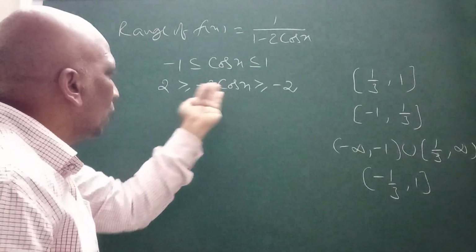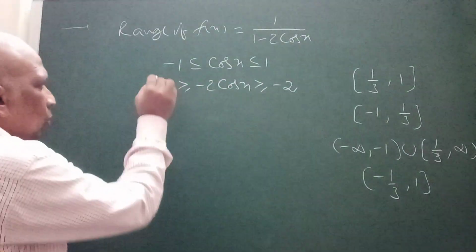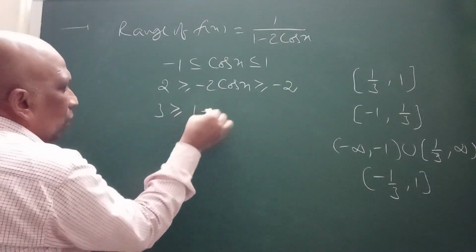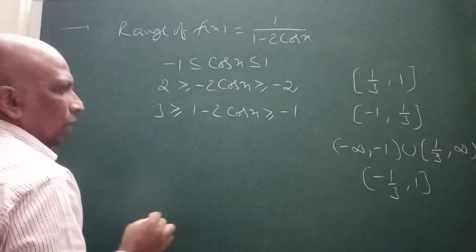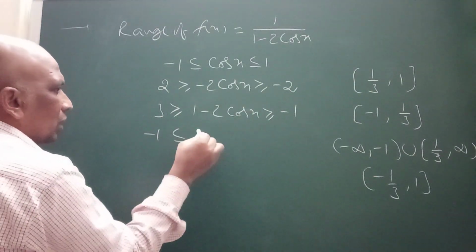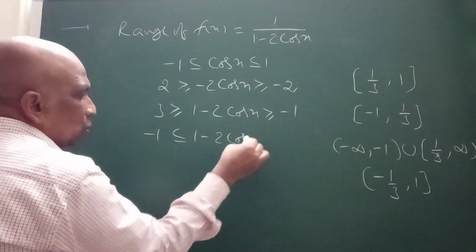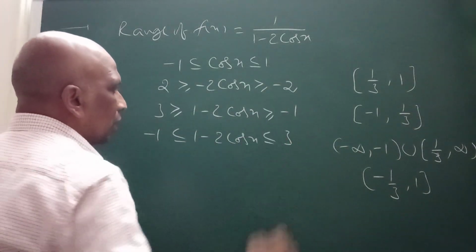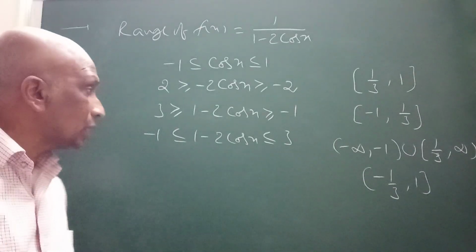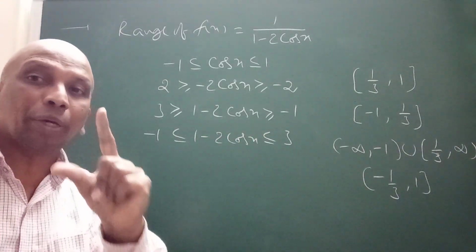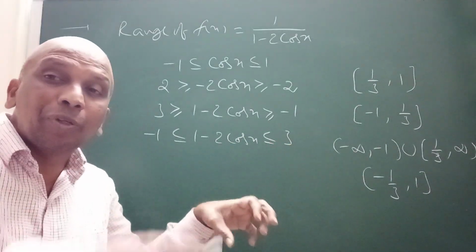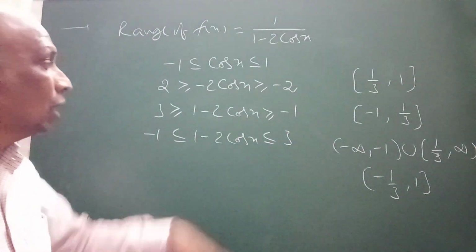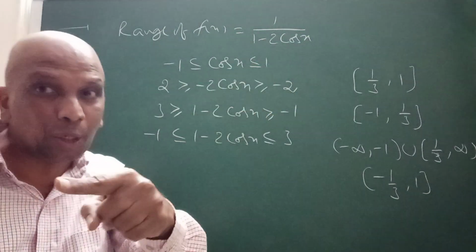We add 1. If we add 1, this will become 3 greater than or equal to 1 minus 2 cos x greater than or equal to minus 2 plus 1, which is minus 1. If I reverse it, minus 1 less than or equal to 1 minus 2 cos x less than or equal to 3, right? So 1 minus 2 cos x lies between minus 1 and 3. We should be careful here: left side is a negative number, right side a positive number, so 0 is between them, right?